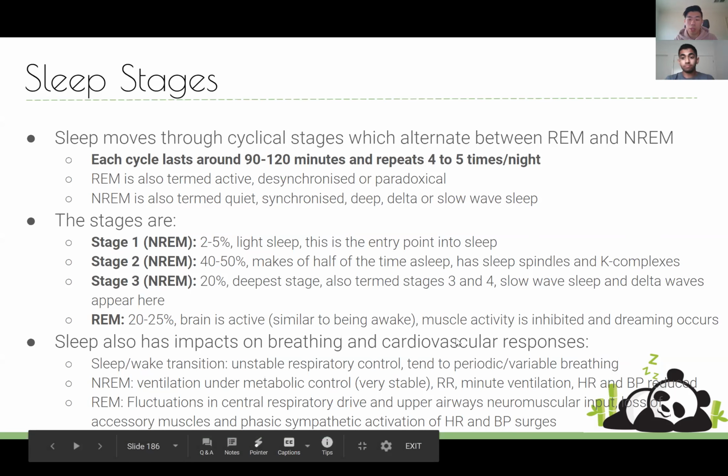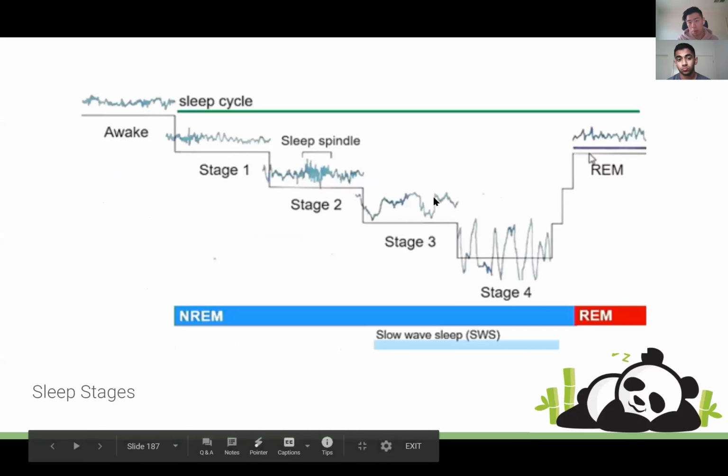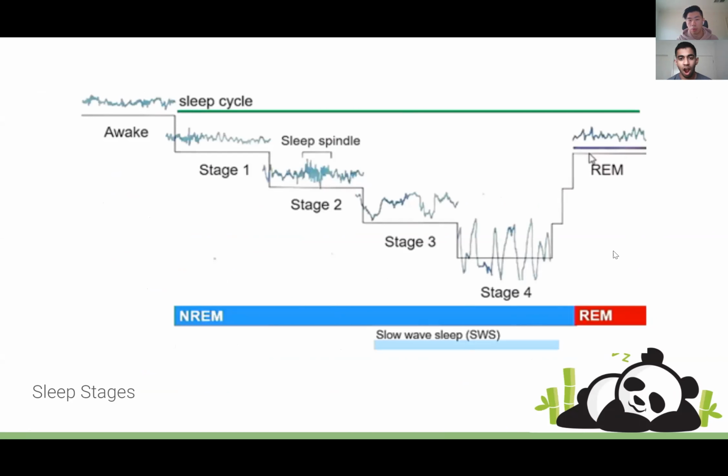It also has impacts on breathing and cardiovascular responses, but those are for your reading in the future. This is a diagram of your sleep cycle. This is one cycle. It will repeat a couple of times after this. But as you can see, it moves through. You don't really need to understand what a K wave is or whatever. It just is a thing that's present.